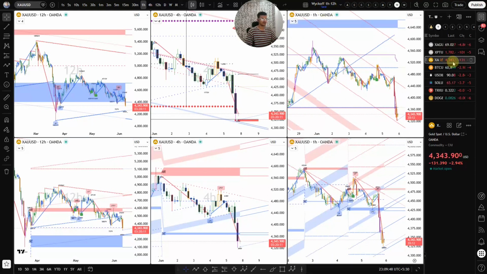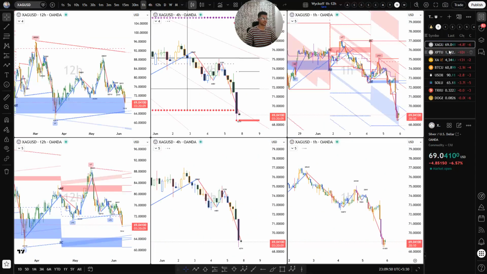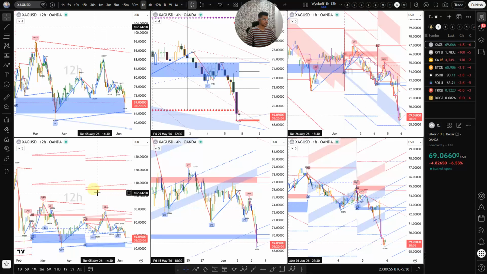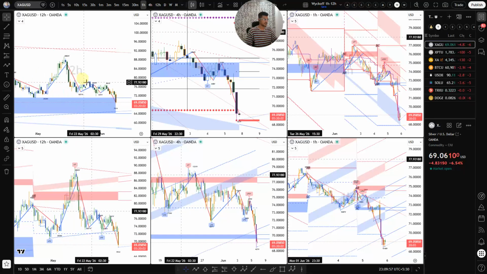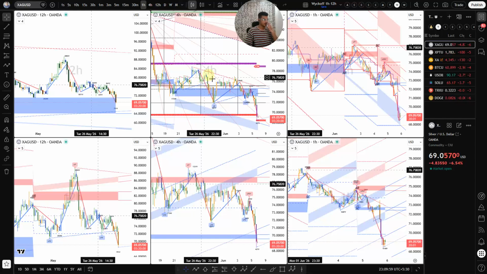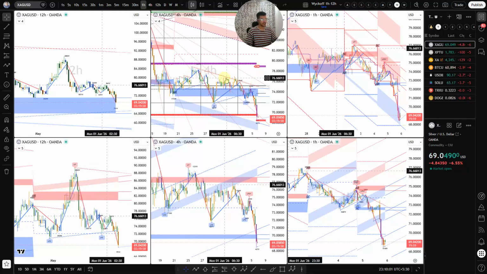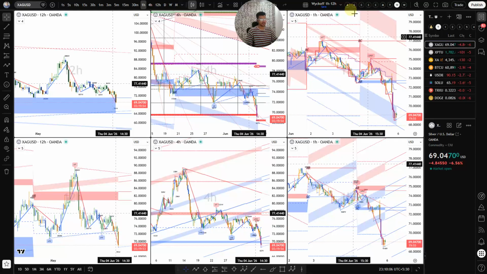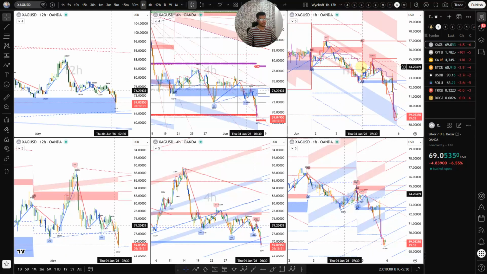Okay, so that's gold, XAU. XAG, silver. Same story, guys. Already in downtrend, we see this trend line resistance there, another resistance, right?